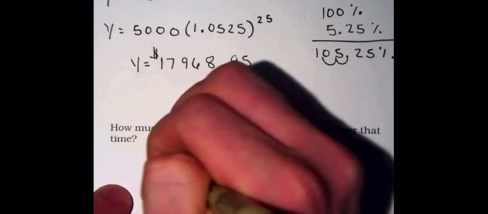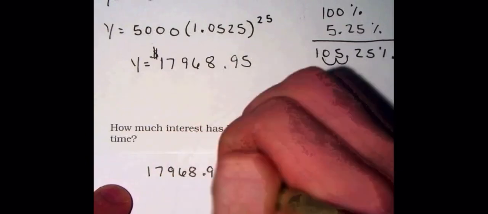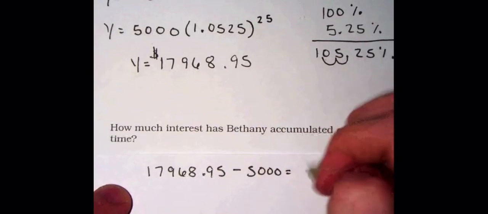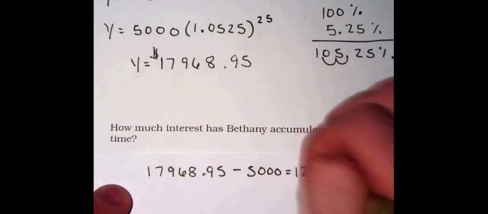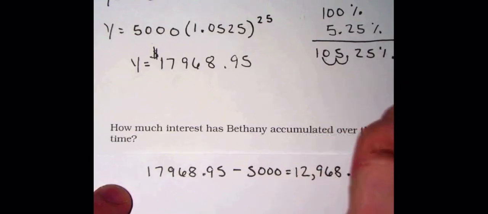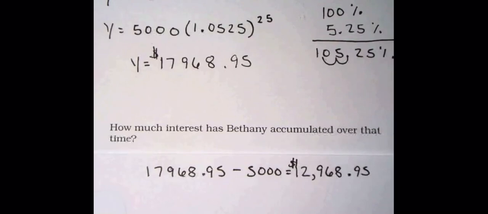When we subtract $17,968.95 minus $5,000, that equals $12,968.95. So Bethany has earned $12,968.95 in interest from the bank.